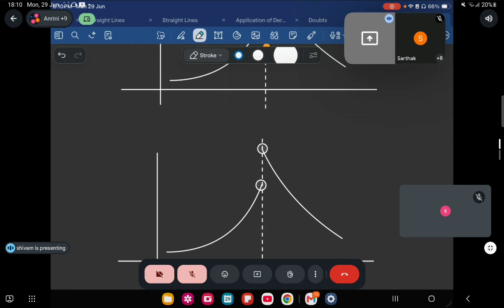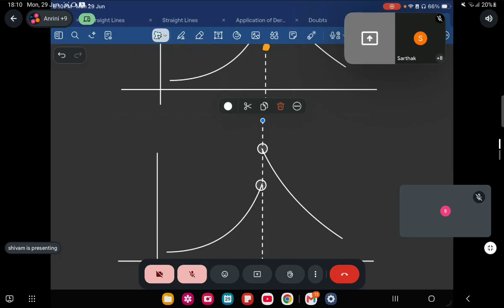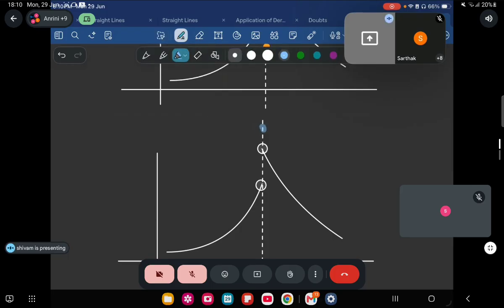Tell me, are you people getting? Tell me, Ritam, you understood? Ritam, Devang, everyone understood? Tell me. Yes, sir. Yes, sir. If there's anyone having any doubt, you can ask me.